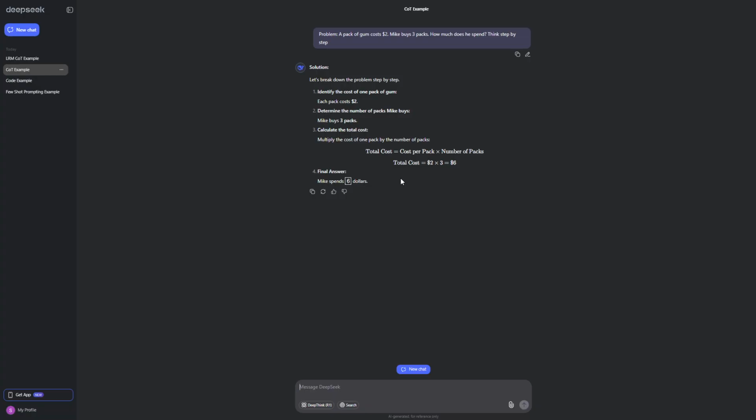Let's break down the problem step by step. Identify the cost of 1 pack of gum. Each pack costs $2. Determine the number of packs Mike buys. Mike buys 3 packs. Calculate the total cost. Multiply the cost of 1 pack by the number of packs. Total cost is equal to cost per pack times number of packs, equaling $6, which is correct as well.